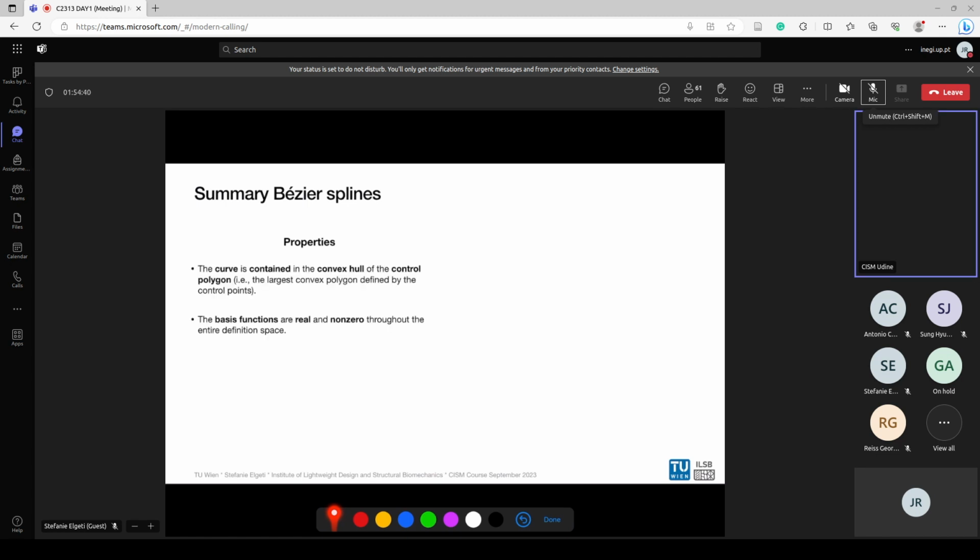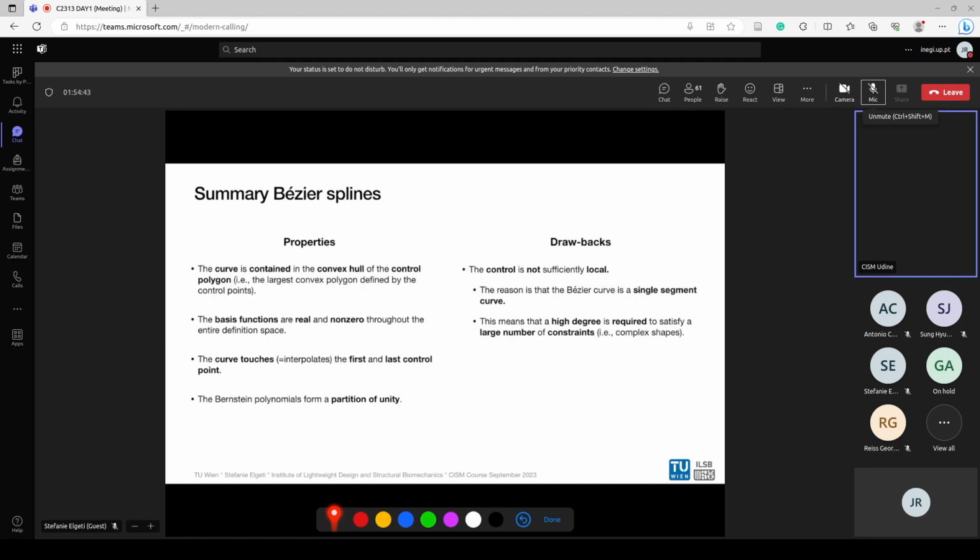So if we summarize, let me go through everything. The properties: the curve is contained in the convex hull of the control polygon. And the convex hull is the largest convex polygon that we can generate using the control points. So the curve will always be in there somehow. And the control points guide the shape. And the basis functions are real and non-zero throughout the entire definition space. We already said the curve touches, meaning interpolates, the first and last control point. And the Bernstein polynomials form a partition of unity.